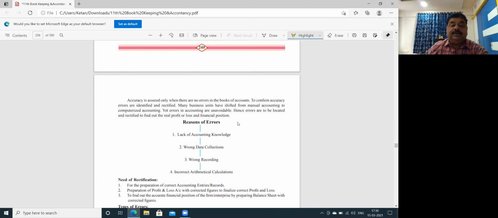Many business units have shifted from manual accounting to computerized accounting. Yet, errors in accounting are unavoidable, because where humans are working, errors definitely come automatically. कळत नकळत आपल्याकडनं चूक होऊन जाते. मग एक्झाम मध्ये पण आपल्याला कमी मार्क पडतात.